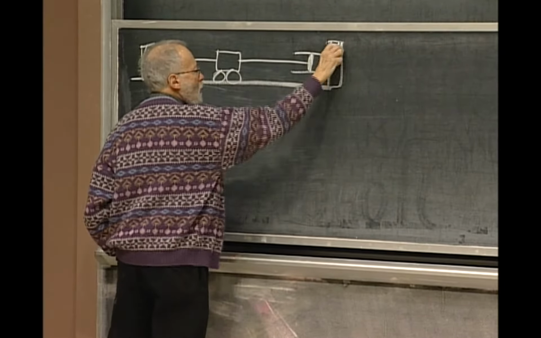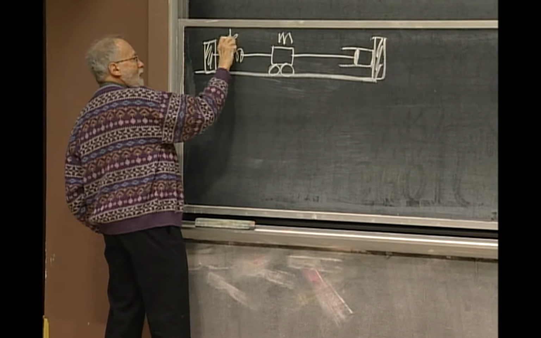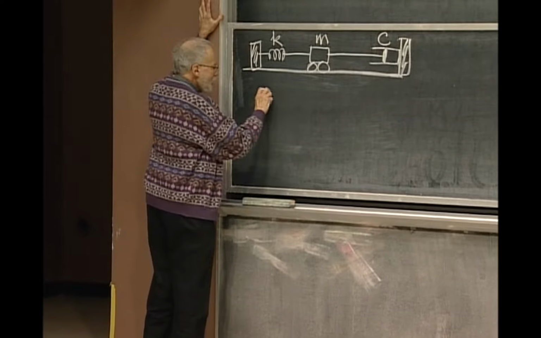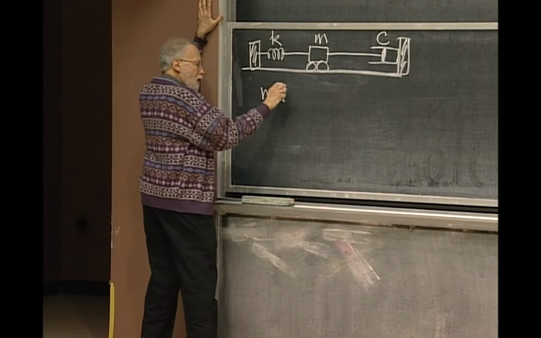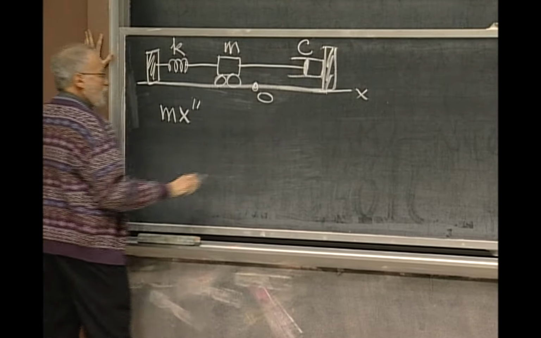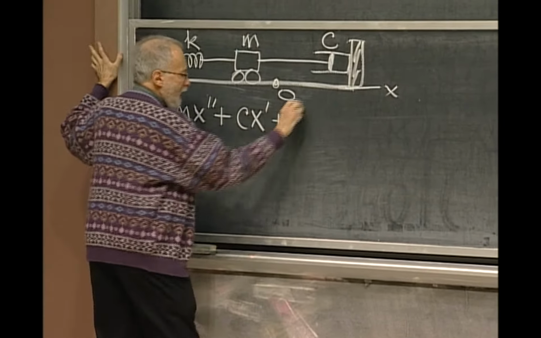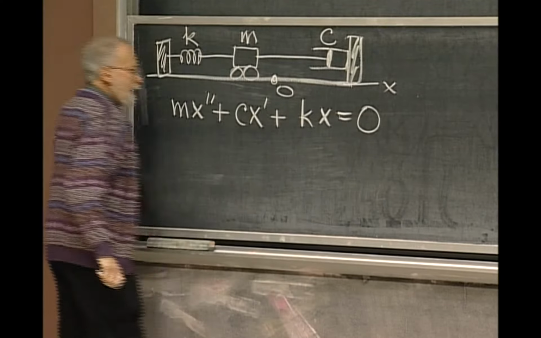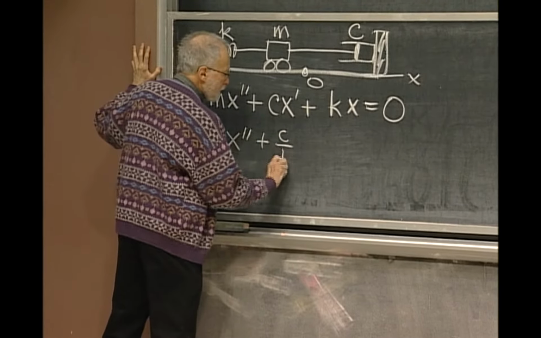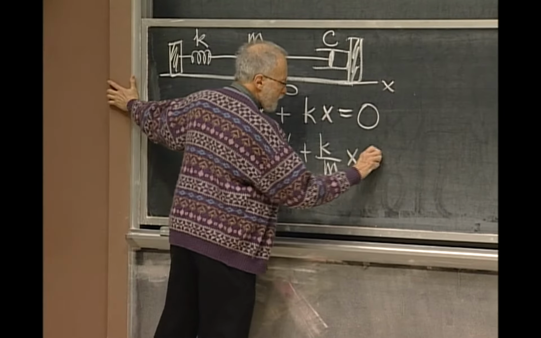So here's the picture, and I won't explain what's in it, except there's the mass, here is the spring with its spring constant, here is the dashpot with its constant. The equation is from Newton's law, mx double prime, where x is measured from the equilibrium point over here. We derived this last time: mx'' plus cx' plus kx equals 0. Now if I put that in standard form, it's going to look like x'' plus c over m x' plus k over m times x equals 0.